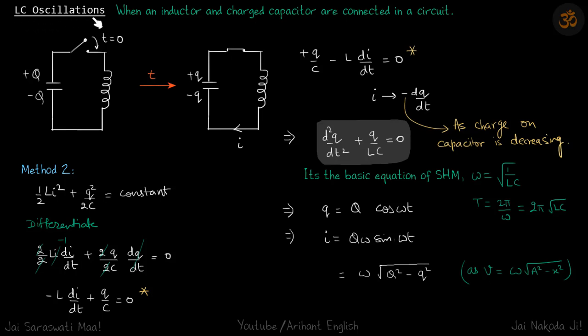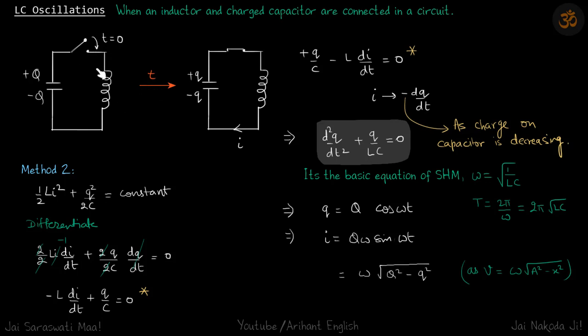LC oscillations. So this occurs when an inductor and a charged capacitor are connected in a circuit. And why are they called LC oscillations? By the end of this module, you will understand. So let's say we connect a capacitor which is already charged with a charge Q and minus Q to an inductor. So at t is equal to 0, we close the circuit.